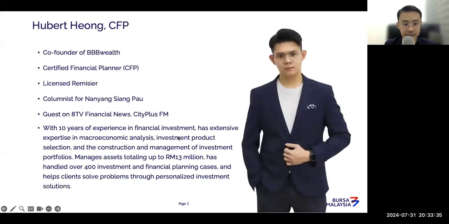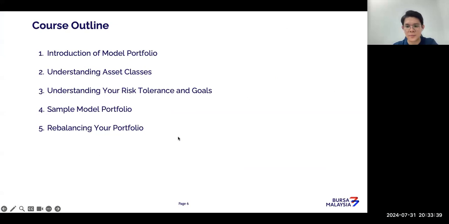Yes. Okay. So today's topic, we are going to explore the fundamentals of building a diversified investment portfolio, which is tailored to your specific financial goals and risk tolerance. Whether you are just starting your investment journey or looking to refine your existing strategy, this session will provide valuable insights and practical tips.